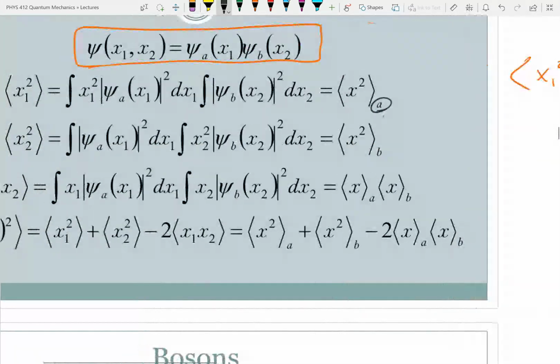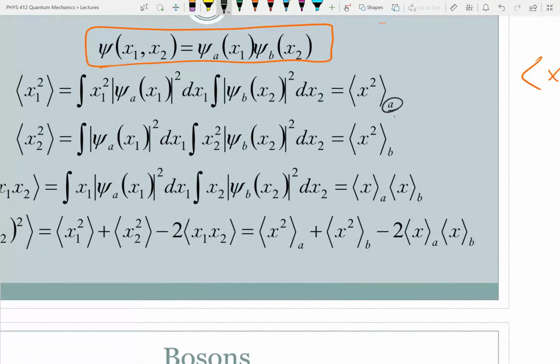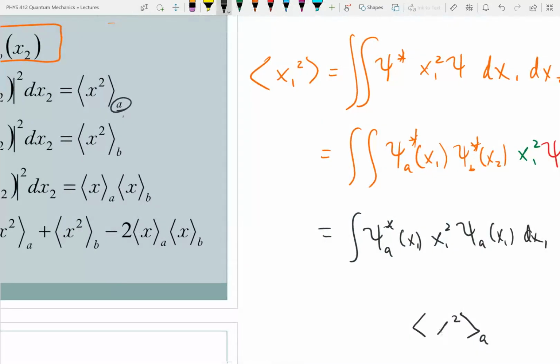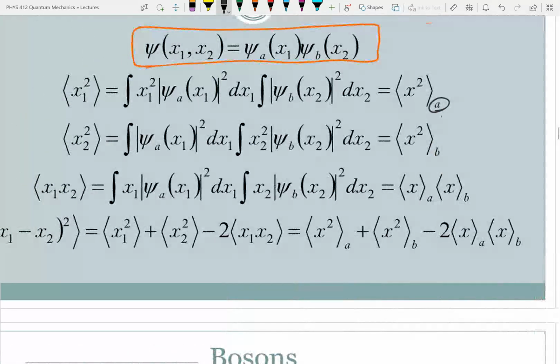All right. So then you do the same thing for particle 2, and particle 2 is going to be, oh yeah, it dropped off the 1 there and just said the expectation value for state A. Because, of course, you don't have an x1 anymore when you integrate x1 out. Doing it for particle 2, it's just going to be the expectation value of x squared for state B.